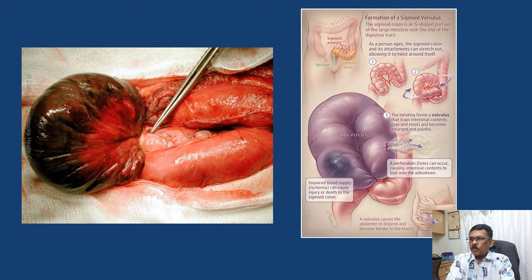Okay, this is a closed loop obstruction. You can see here double obstruction, afferent and efferent loops. And this is a gangrenous bowel, which may perforate anytime. This is a diagram of a sigmoid volvulus, where there is strangulation at the twisting of the mesentery of the sigmoid colon, causing blockage or strangulation of this loop here, which is a closed loop. And one area is already becoming gangrenous.